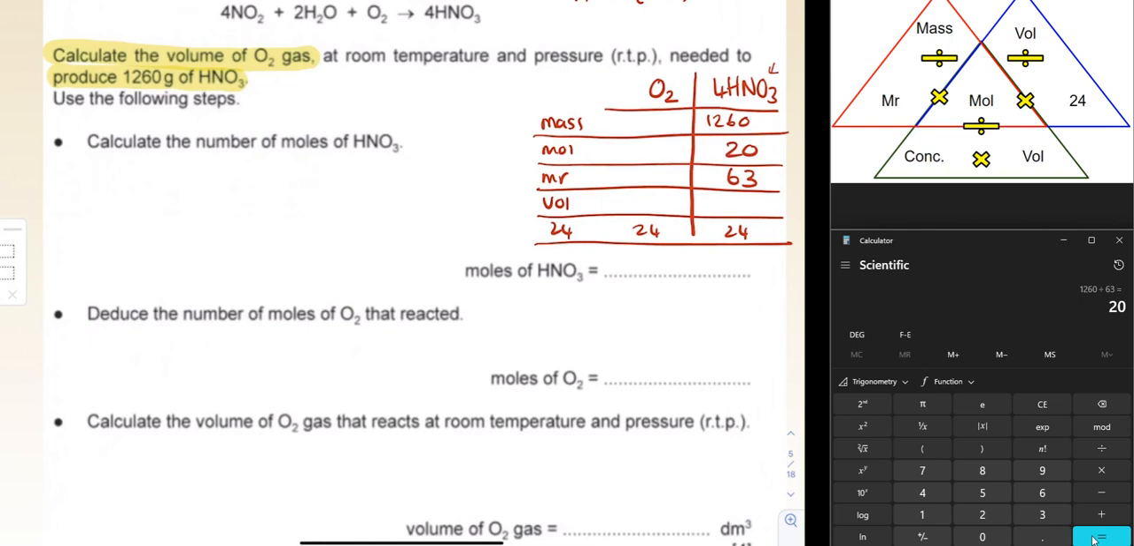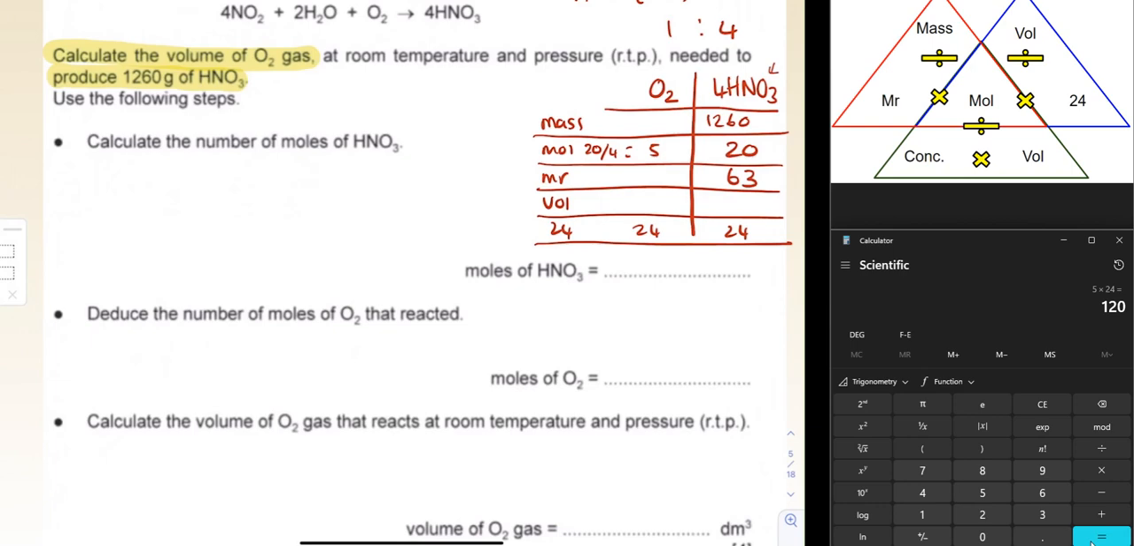Now I know I've got a 1:4 ratio. So I need to divide this by 4. That gives me 5. So I'm going to show the examiner my workings by doing 20 divided by 4 equals 5. And then I know I've now got my moles. I just times that by 24 to get my volume of gas. So I've got it on my calculator ready. Times by 24. It's nice and quick.